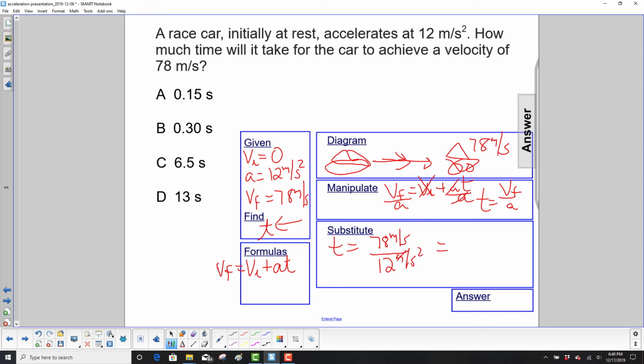So the meters cancel out. This second cancels this, and that comes up to the top because it was in the denominator of the denominator. So we now have seconds.